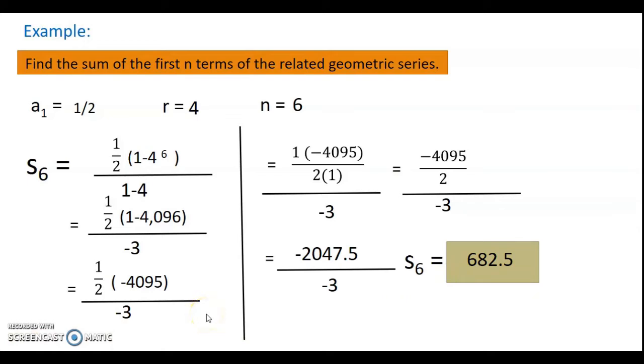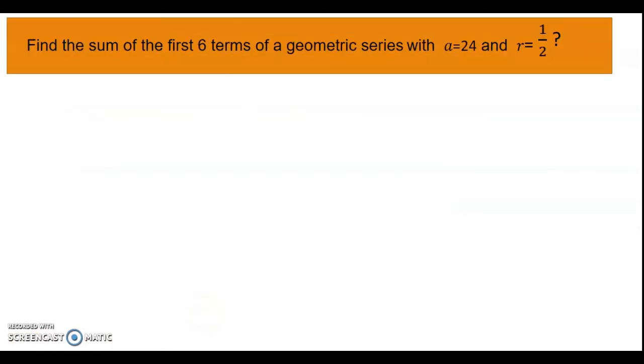Let's try another example. Here, find the sum of the first 6 terms of a geometric series with a sub 1 is 24 and our common ratio is 1/2. First, let's identify the given values. Our a sub 1 is 24, our common ratio is 1/2, and our n terms is 6.